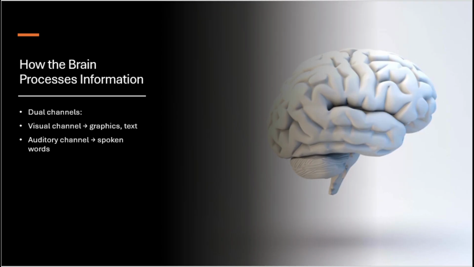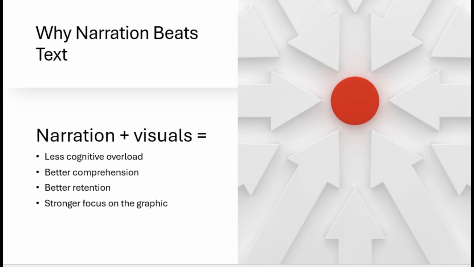Our brains have two channels for processing information, a visual channel and an auditory channel. When you put text and images together, both demand the visual channel. That causes overload. But when visuals are paired with narration, the learning load is divided efficiently across both channels. Why narration beats text? Well, using narration instead of text reduces visual overload, improves comprehension, and helps information transfer to long-term memory. Narration frees the learners to focus fully on the visual being explained.